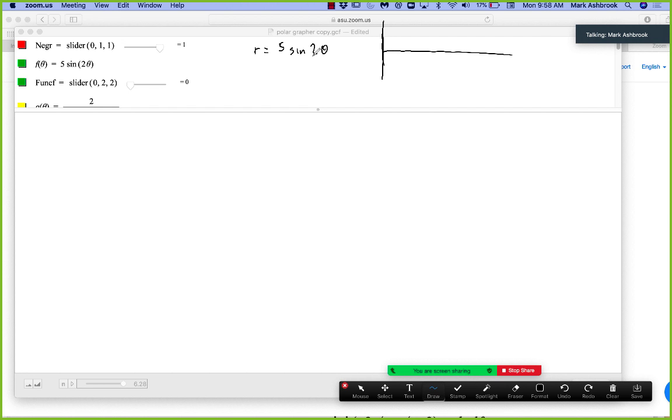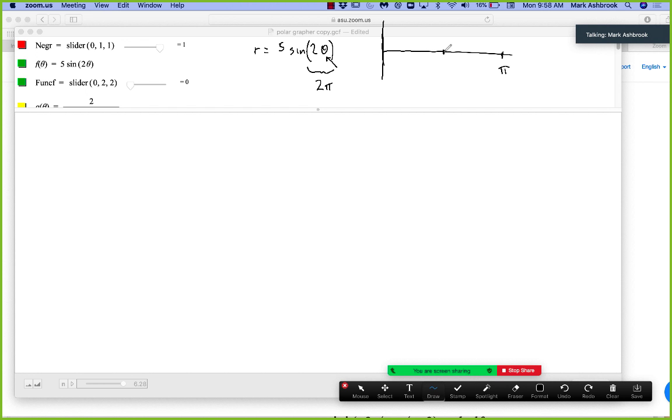So what's the midline? Or let's do the period first. What's the period of this? Well, now our argument is not just theta. So we know that we get a full period when the argument reaches 2 pi, right? So when this thing in parentheses reaches 2 pi, that's when we finish a full cycle. So what is that for theta then? What value of theta makes this thing 2 pi? Pi.